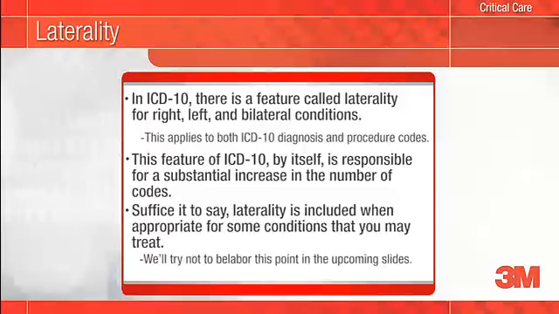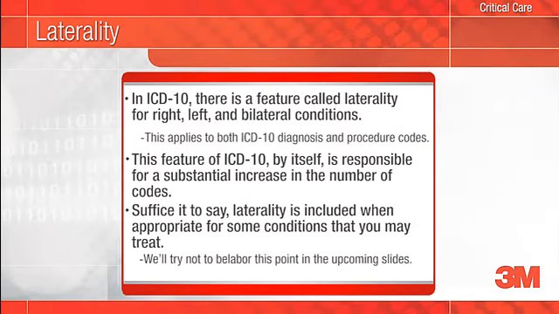In ICD-10, there is a feature called laterality for right, left, and bilateral, which is found in many diagnoses and procedure codes involving paired organs, or those codes specific to one side of the body versus the other. For example, acute left otitis media. ICD-9 has a limited number of these. ICD-10 has many more. This feature of ICD-10 by itself is responsible for a substantial increase in the number of codes which you have probably heard so much about.